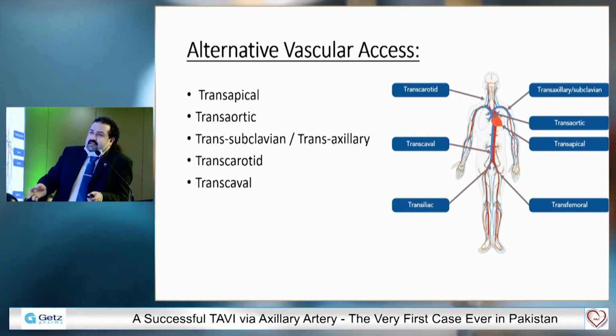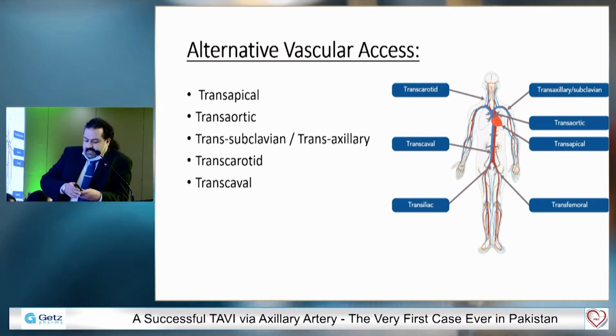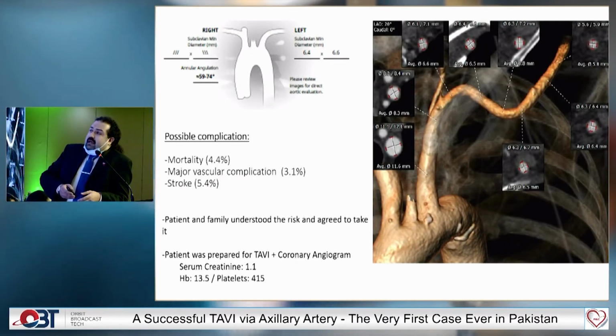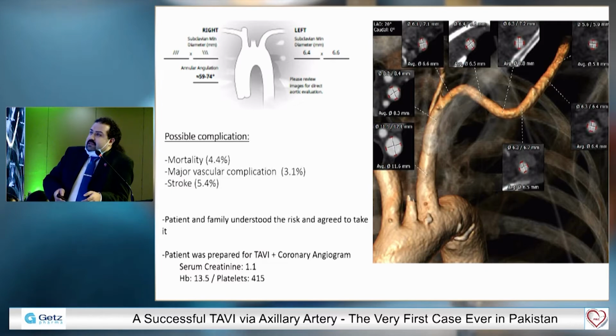So we have seen internationally transapical, transaortic, subclavian, axillary, transcarotid, and the most recent was transcaval. All these routes were done in different centers of the world, but not in our country. Looking at these options, axillary and subclavian, with all the expertise and resources we have over here, were more promising for us. So back to the CT, which has been done already.